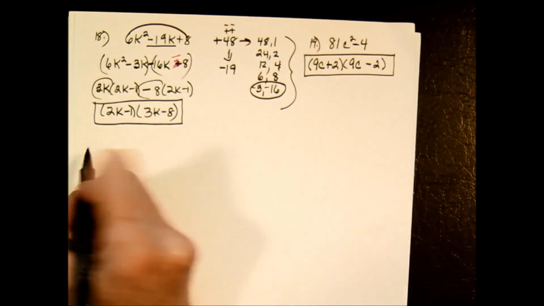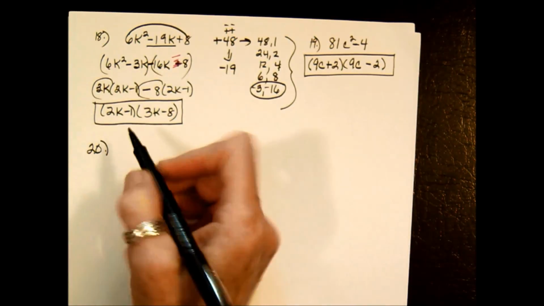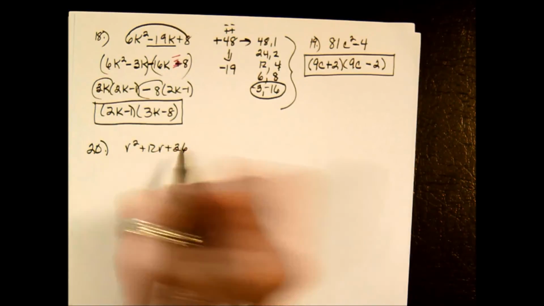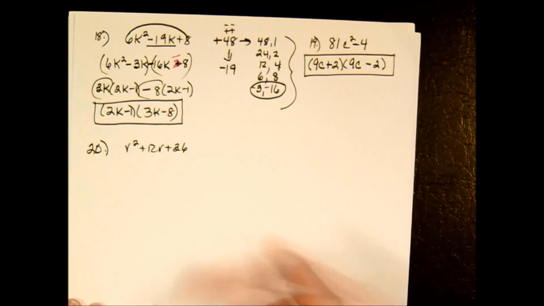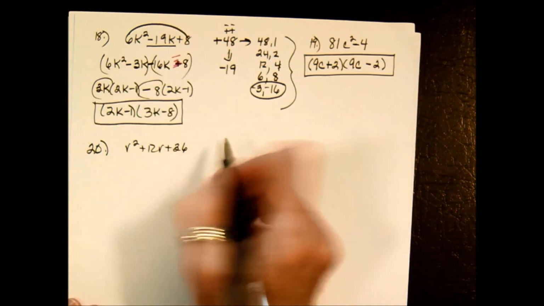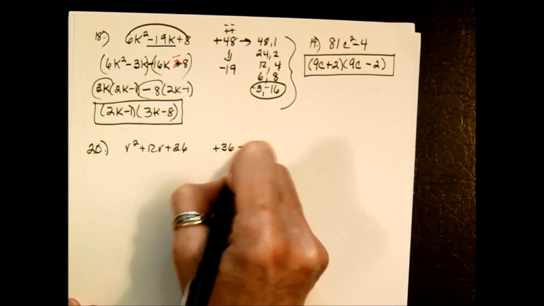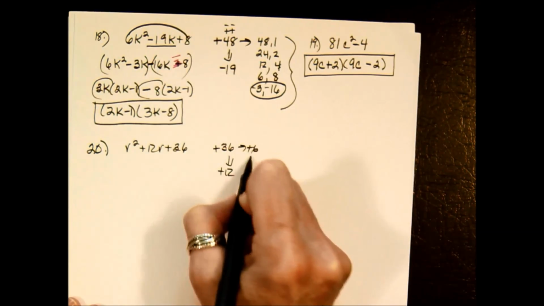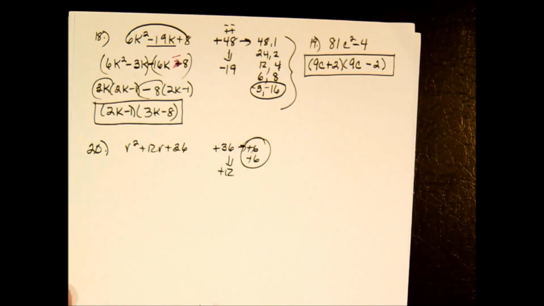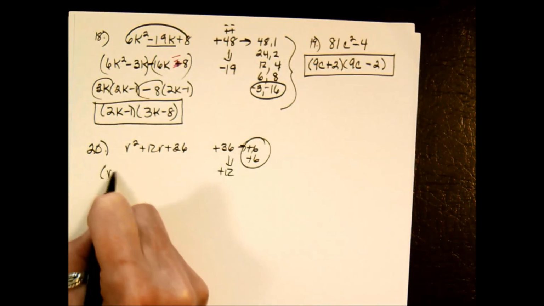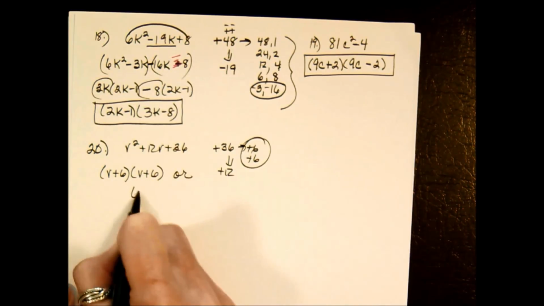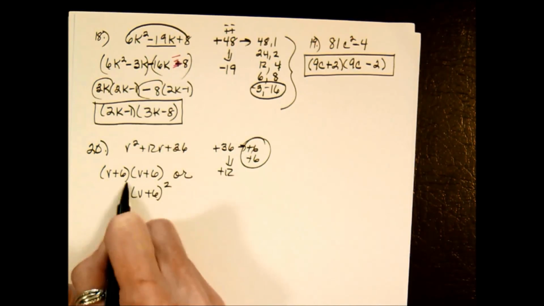Number 20 is v squared plus 12v plus 36. Although this is a special one, if you recognize it, great. If you don't, it doesn't matter because it's a short process trinomial. I just need factors of 36 positive that add up to positive 12: positive 6 and positive 6. Since it's a short process, I know it's v plus 6 times v plus 6, or v plus 6 squared. That's why it was special. It was something times itself.